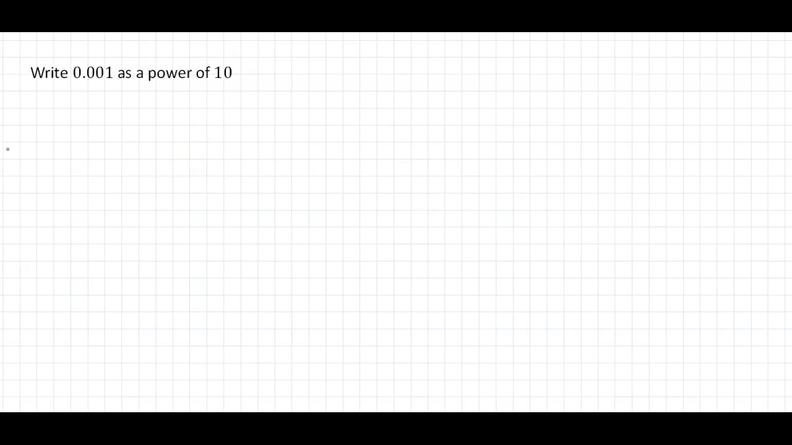And then our final example here, 0.001. I'm going to write 10. Then we're going to count how many digits after the decimal. We have 1, 2, 3. So we're just going to put a negative and a 3.